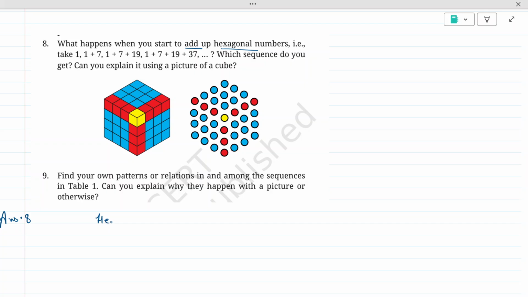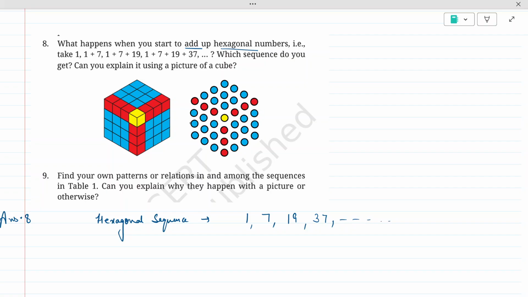First of all, I will write the hexagonal sequence. What are the numbers in the hexagonal sequence? They are 1, then 7. When this 7 comes, the first hexagon is counted, then we have a bigger hexagon. We have 19 here, we have 37 here, and after that we have even bigger numbers.